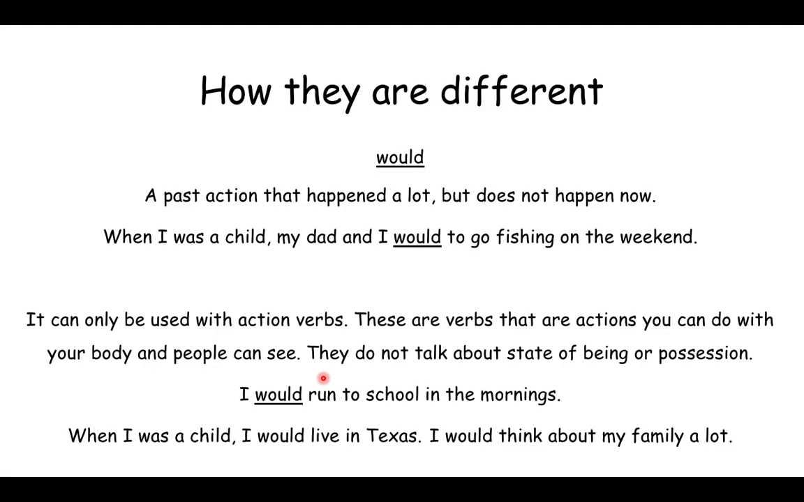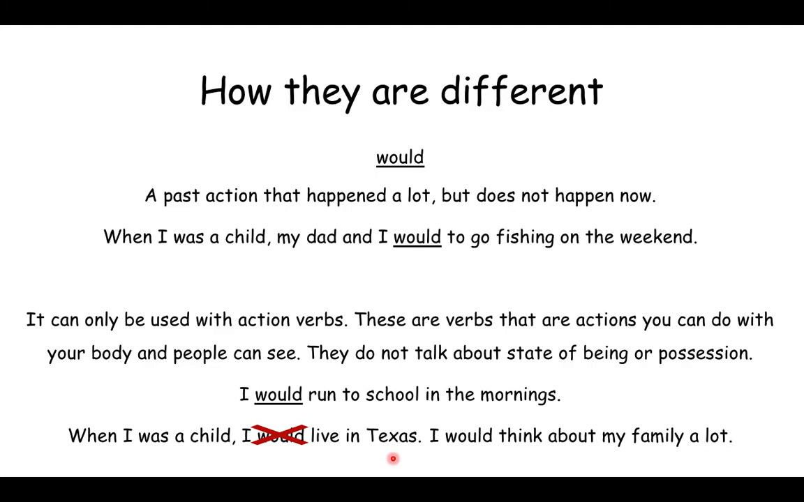And it's something that we're doing all the time. So it's not really something you can show somebody or act out. Then it's not an action verb. So that's why run is an action verb and you can use would with it. But if you said, when I was a child, I would live in Texas, that's not right, because live is a state of being, right? It's something that you are doing in a place. It's a fact. I used to live in Texas. That's how you would use it correctly.